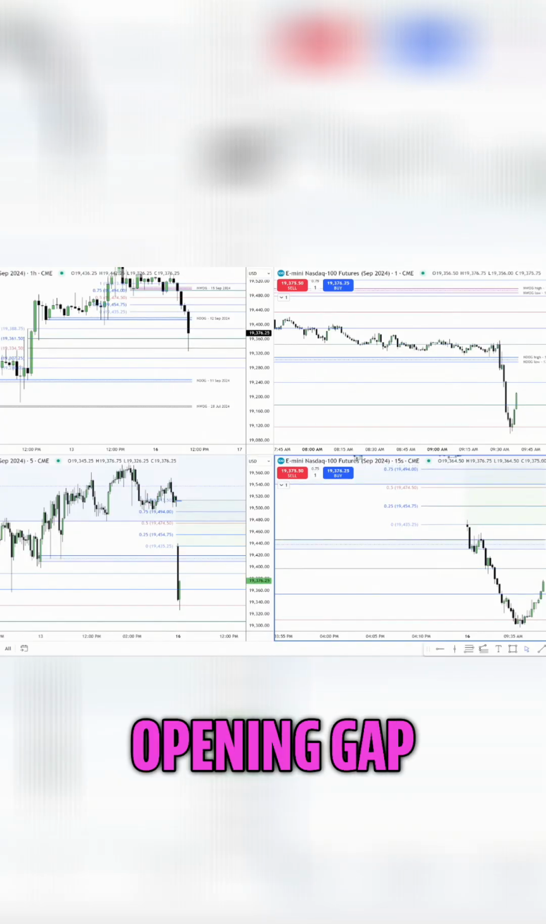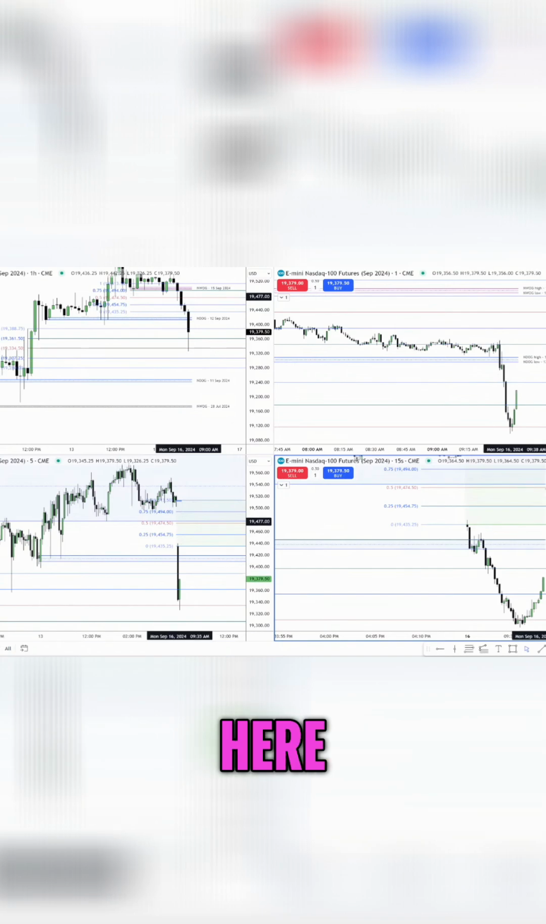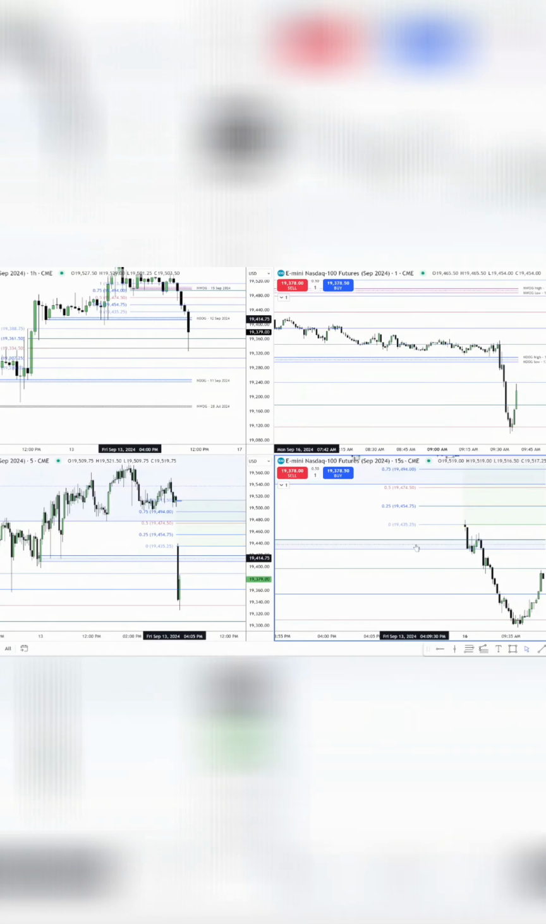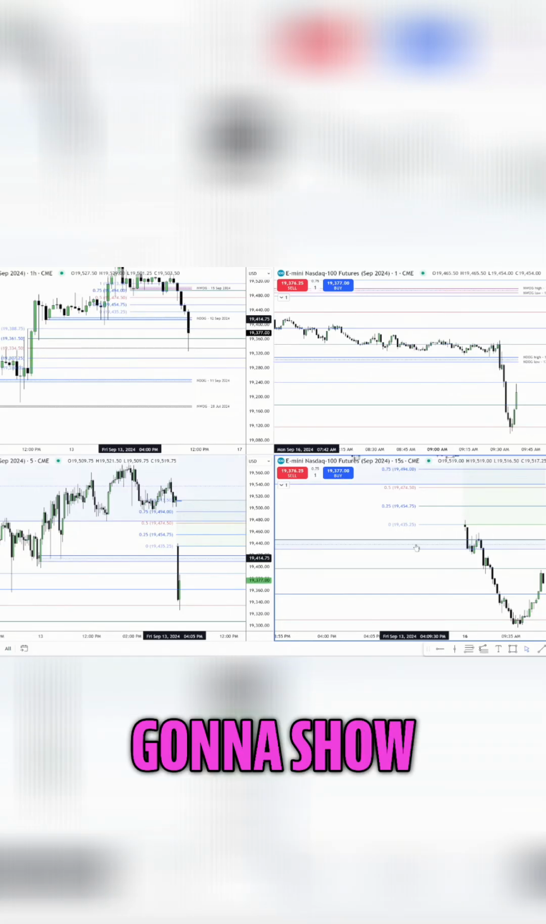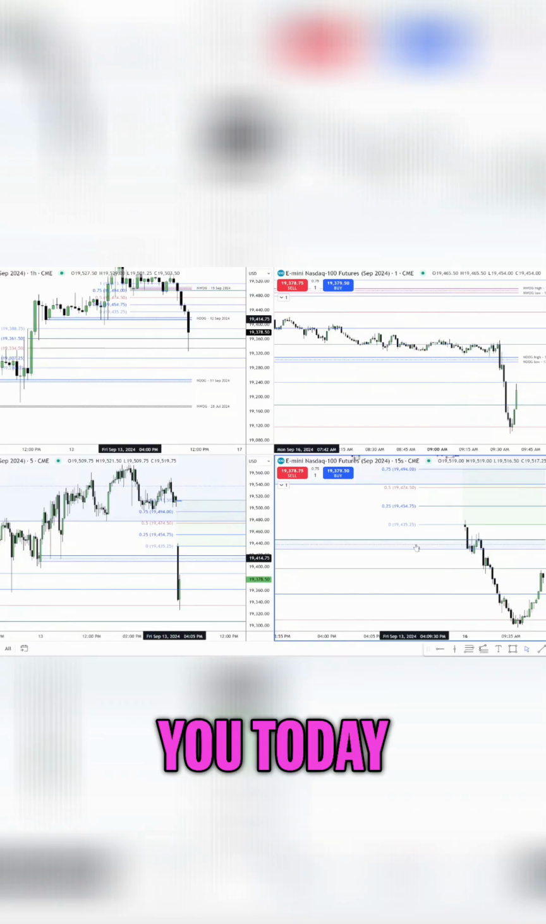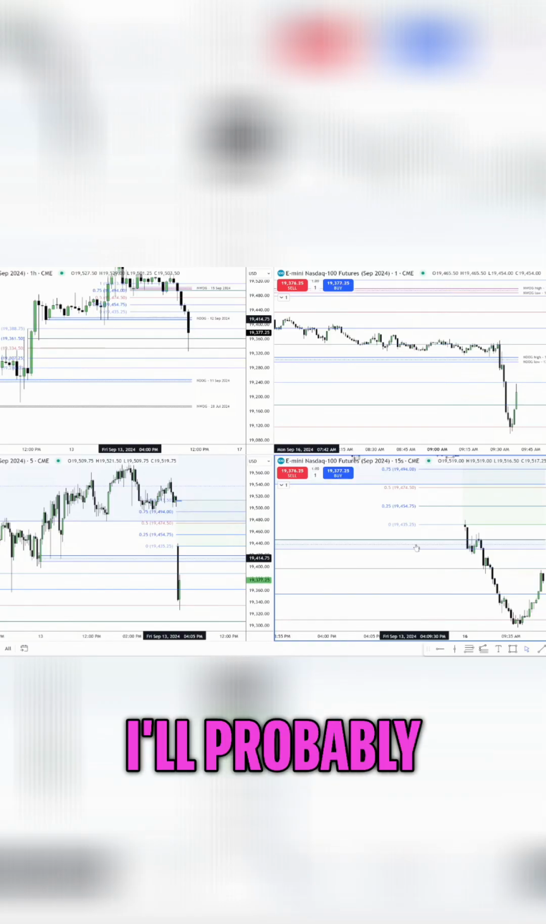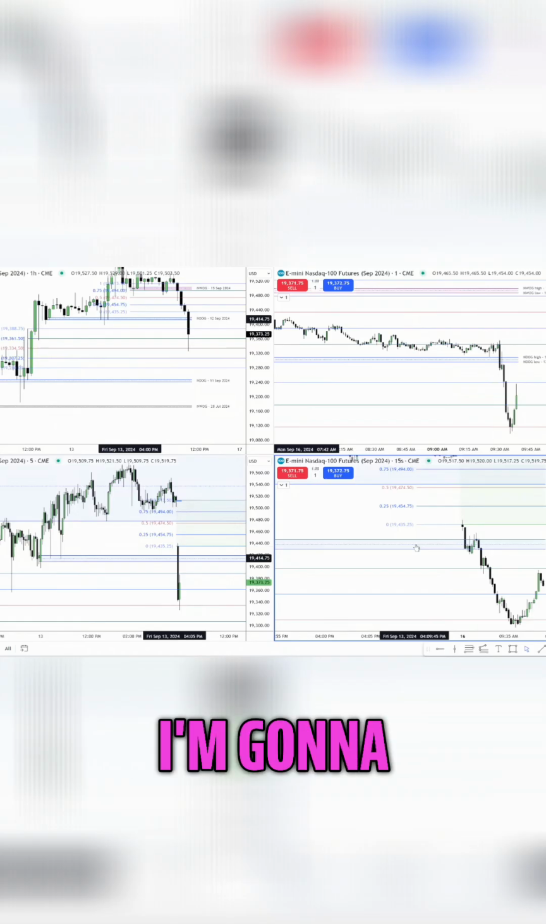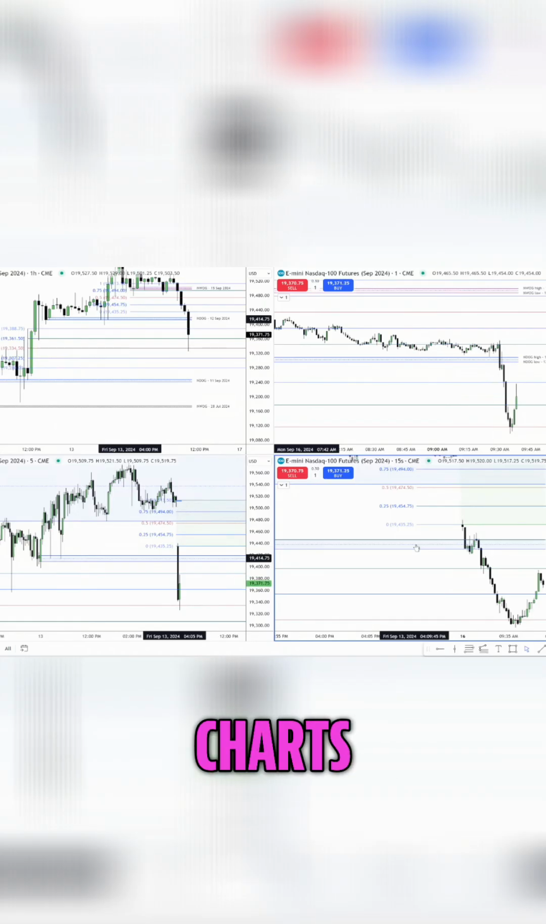And we have a new day opening gap low here, just close to that mid gap. So some of the exercises I'm going to show you today, well, I won't show you many of them today. I'll start off with one. I want to ease into it.